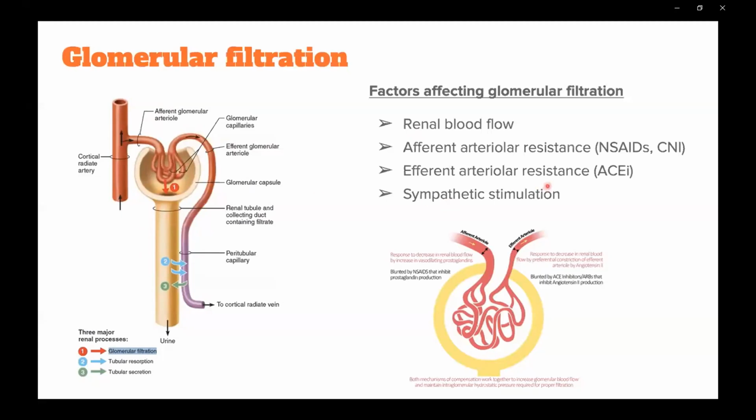So in day-to-day practice, NSAIDs and the calcineurin inhibitors like cyclosporine and tacrolimus have nephrotoxicity in one way by affecting the resistance of the afferent arterioles. So they decrease the afferent arteriole diameter acutely. This leads to reduced blood flow and decreased glomerular filtration. This is one mechanism of nephrotoxicity proposed for these two drugs. And ACE inhibitors play a role by increasing the resistance of the efferent arteriole.